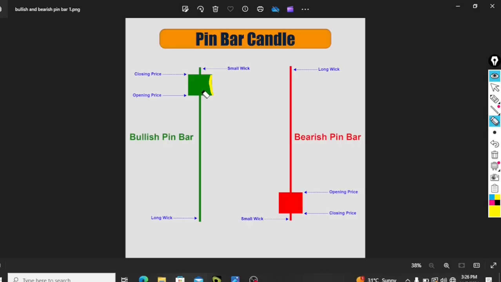That connotes that the bears have lost control of the market. It shows that a reversal is already setting in, and when you see this candle, you should know that the market is about to turn. So take note of this bullish pin bar.